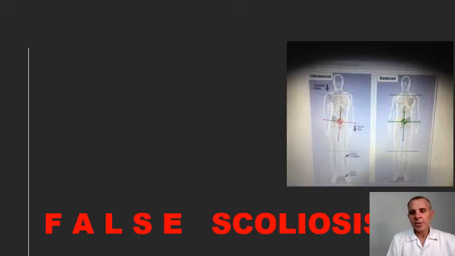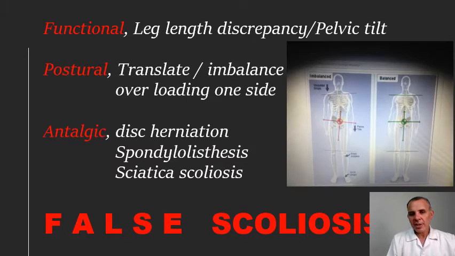On this false scoliosis, we have lots of different names. It could be functional, postural, antalgic. Functional, for example, the patient with leg length discrepancies, either congenital or traumatic, or the patient with pelvic tilt. It has a lot to do with balance and function of different parts of the body that can lead to a pseudo or functional scoliosis.